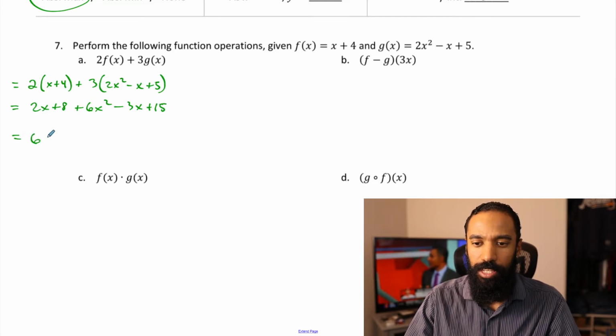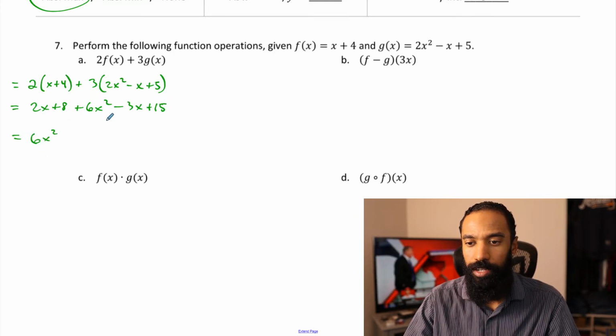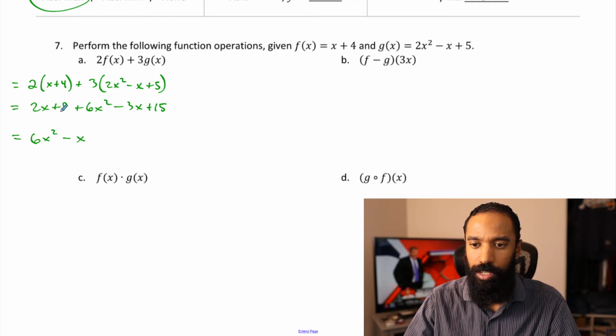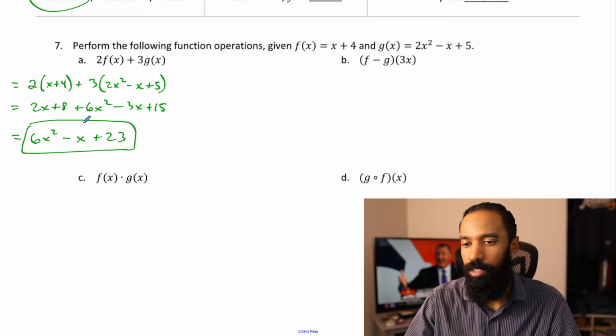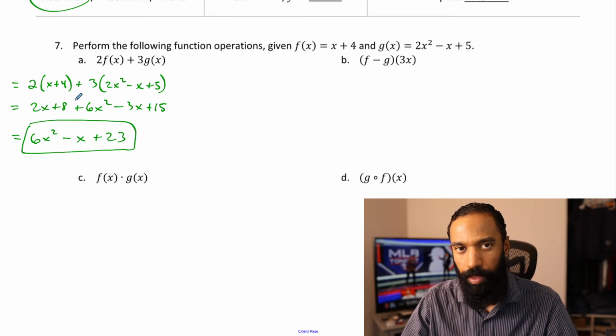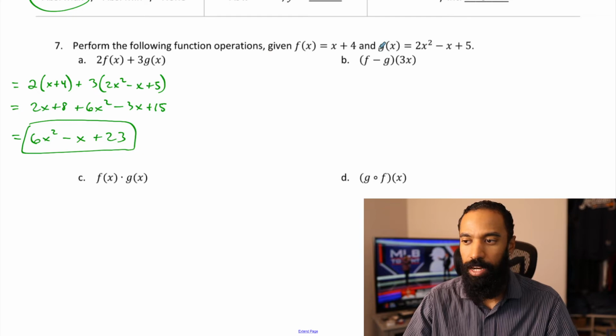And that's going to give us, in standard form, by the way, 6x squared, 2x minus 3x is negative x, and then 8 plus 15, 23. I think I covered all the terms there. Looks like it. And that is the addition of those two with the 2 times that and 3 times that.